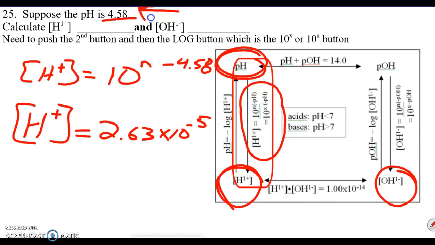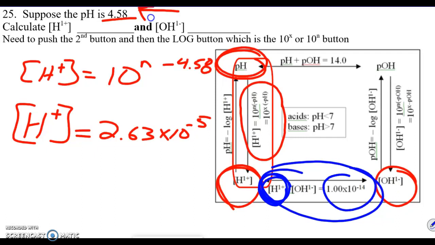The next setup goes to one of the first things that we taught you today, and that was to use this formula right down here on the bottom. So I know my hydrogen ion concentration, I know my 1 times 10 to the negative 14th, and I have to solve for my hydroxide ion concentration. If you do that correctly, your hydroxide ion concentration is 3.80 times 10 to the negative 10th. Again, make sure you know how to use your calculator. See if you're getting those same answers. If you're not, you need to come in for some help.